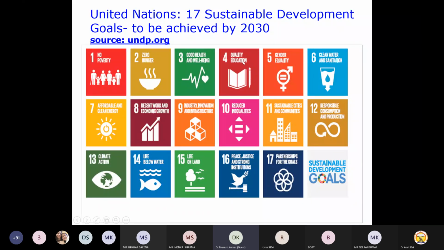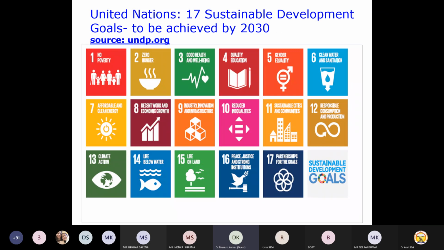Okay, now see, these are the 17 goals. You can refer to these goals in detail at undp.org. First one, no poverty. Second one, zero hunger. Third one, good health and well-being. Fourth one, quality education. Fifth, gender equality, and so on. Look at the 11th one, sustainable cities and communities. Look at this one, life on land. Look at the 14th one, life below water. Climate action, the 13th one. In each of these sustainable development goals, the Internet of Things and the cloud model are technically going to help a lot.